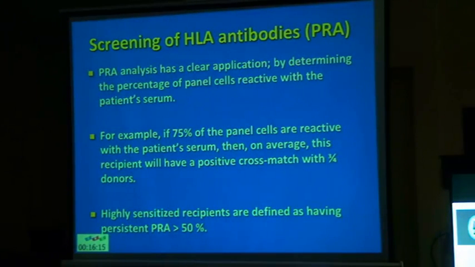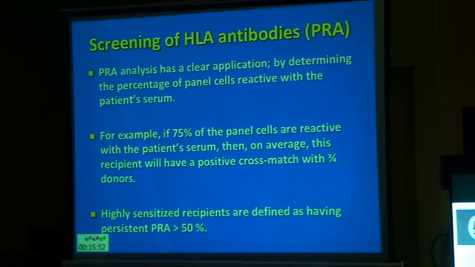Screening of HLA antibodies, or PRA, panel-reactive antibody analysis, has a clear application by determining the percentage of panel cells reactive with the patient serum. For example, if 75% of the panel cells are reactive with the patient serum, then on average, this recipient will have a positive cross-match with 3/4 of donors.